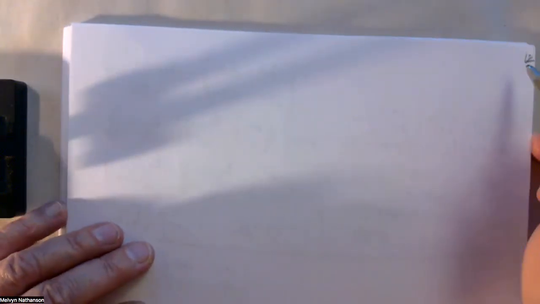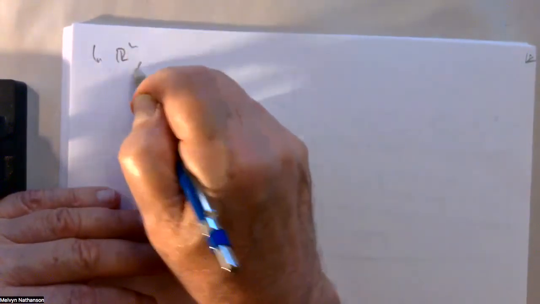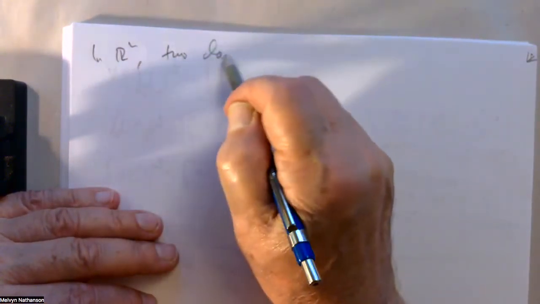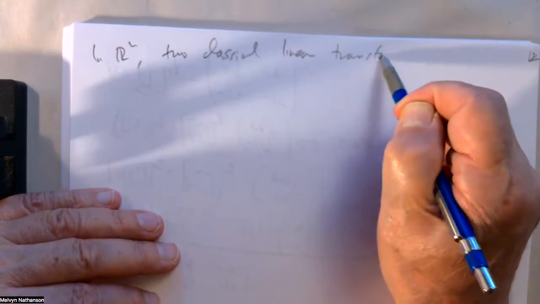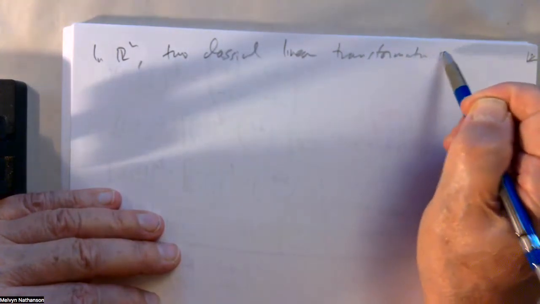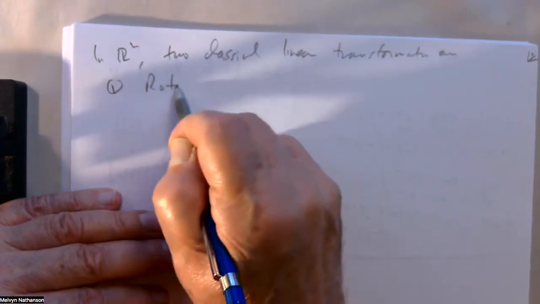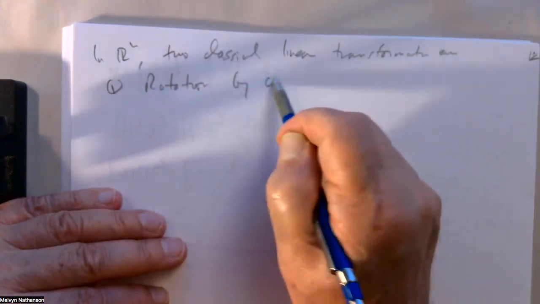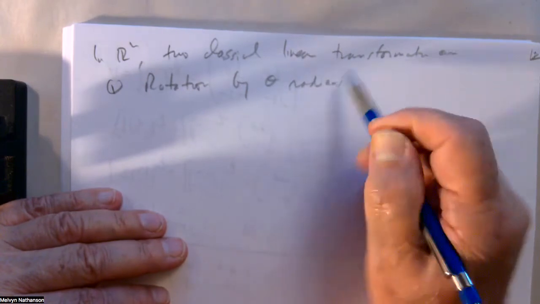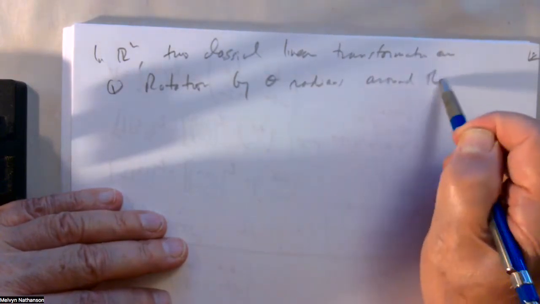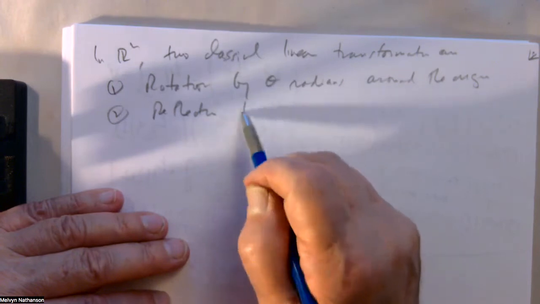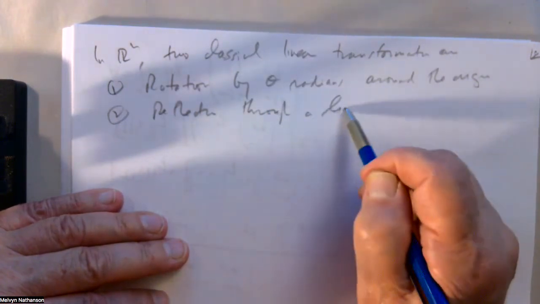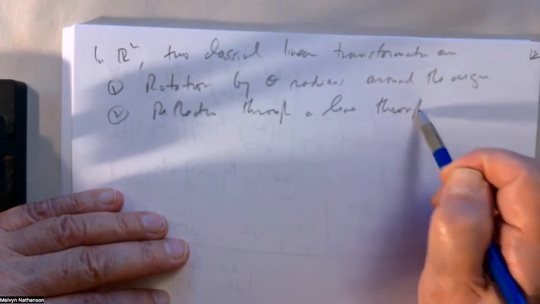Now, I haven't given many examples of linear transformations, but in R2, two very classical linear transformations are rotation by theta radians around the origin and reflection of a vector through a line that goes through the origin.